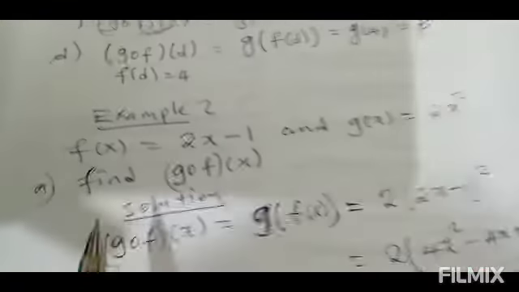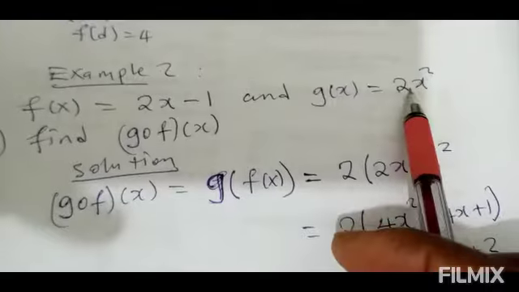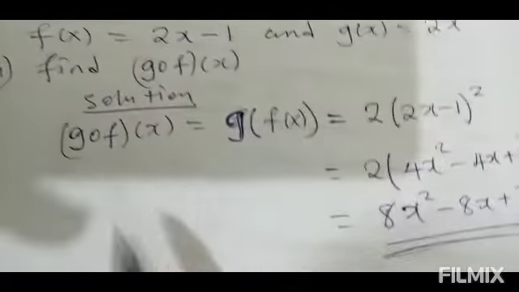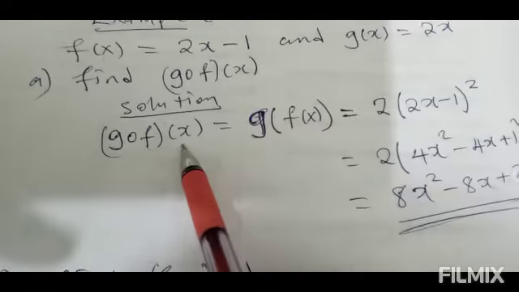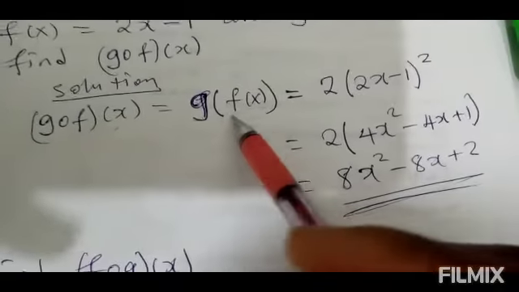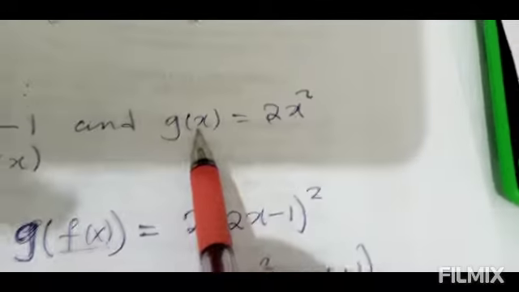Now example 2. f of x is 2x minus 1 and g of x is 2x squared. Find g of f of x. Solution. We take f and x, so this is g of f of x. This is the function g. f of x takes the place of x, so wherever there's x in the function g, we replace it with f of x.